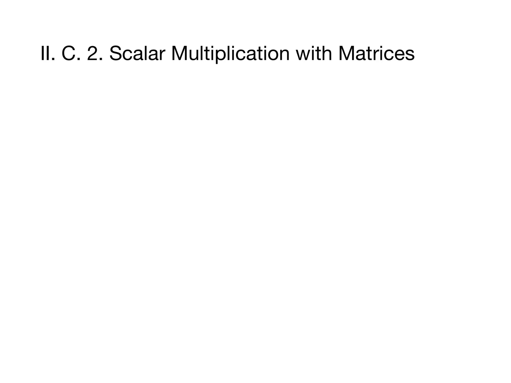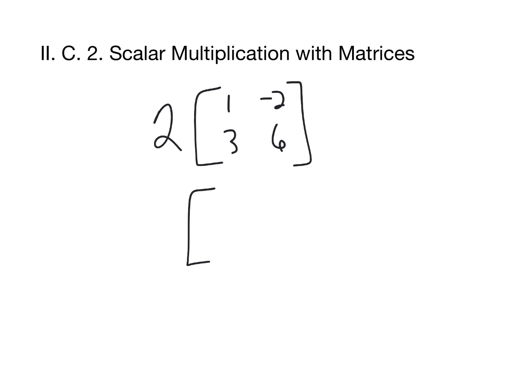Scalar multiplication with matrices is just if you have a number in front of a matrix, then you just multiply that number into each part. So 2 times 1 is 2, 2 times -2 is -4, 2 times 3 is 6, 2 times 6 is 12.